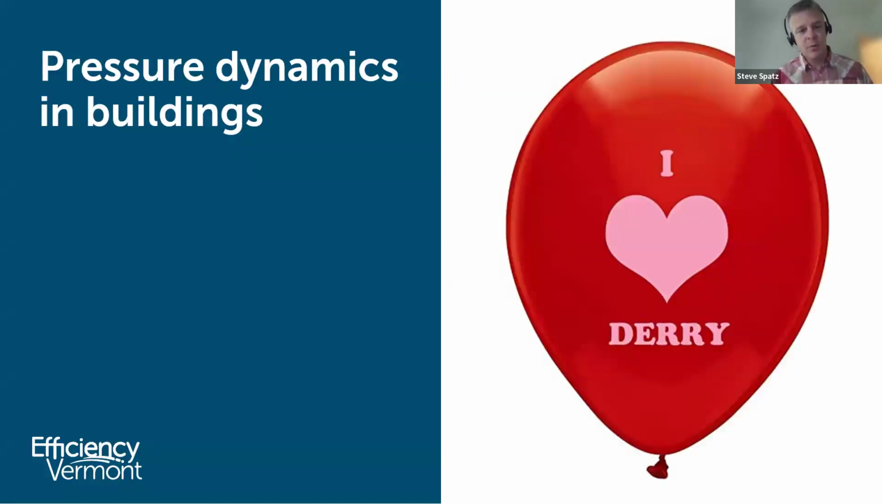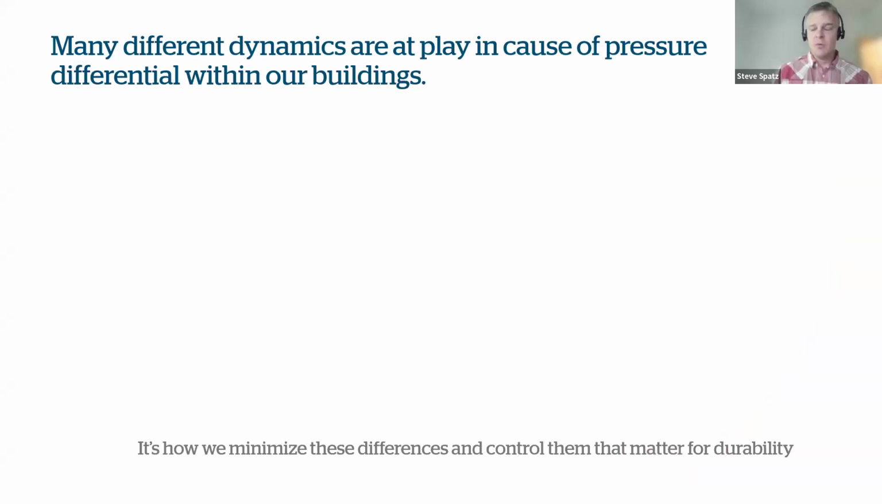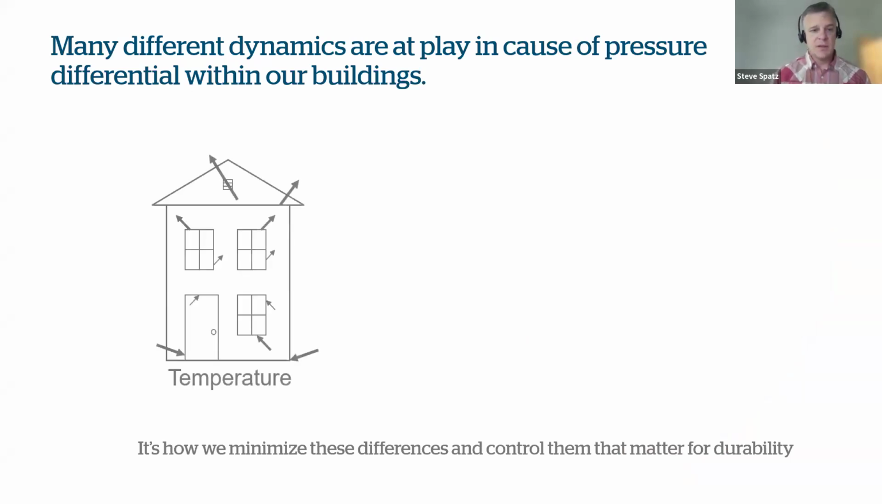So we're going to start here by talking about pressure dynamics in buildings, and specifically how we deal with defining the air barrier and the purpose and the function of the air barrier. So when we're talking about pressure differential between the building and the outside, there's a lot of different ways that dynamic can occur. So there is temperature difference. Like I said earlier, the bigger the temperature difference between inside and outside, the bigger the pressure difference will be. And this occurs on both ends of the season.